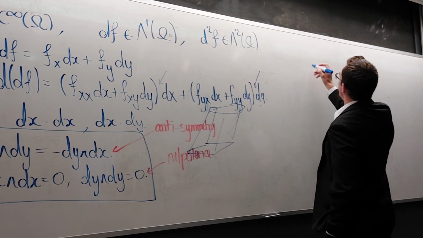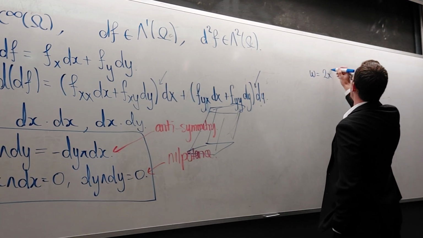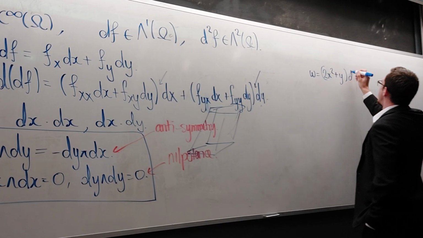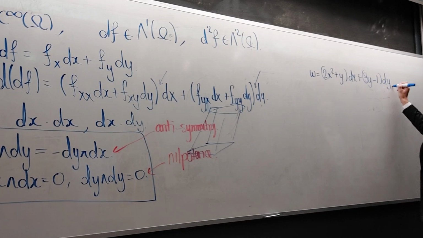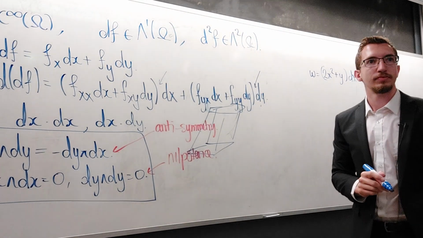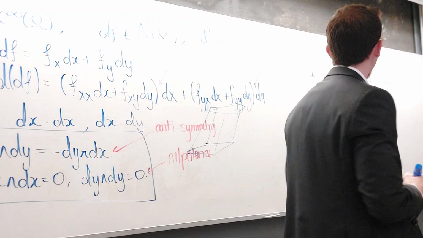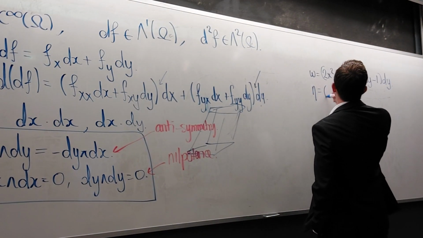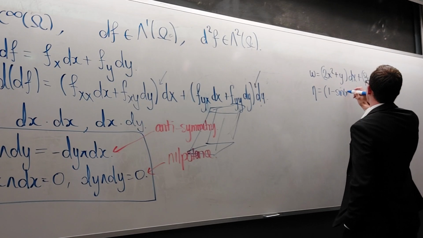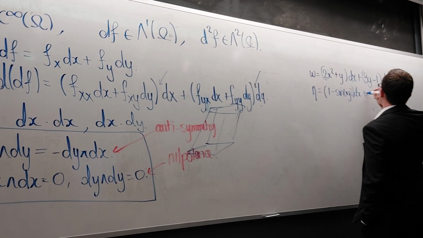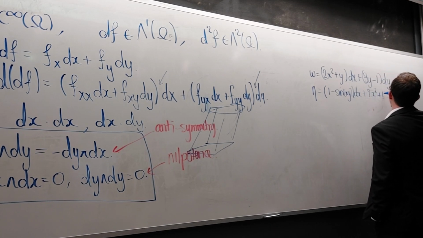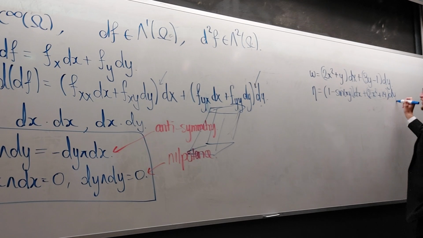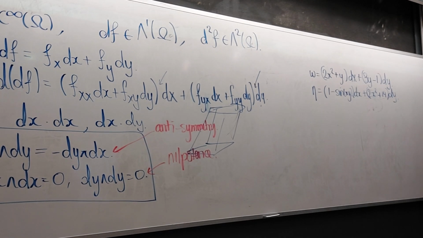Let's have the one form omega, which is (2x squared plus y) dx plus (3y minus 1) dy. Take eta to be (1 minus sine xy) dx plus (2x squared plus 14) dy. What we're going to do is compute their wedge product.